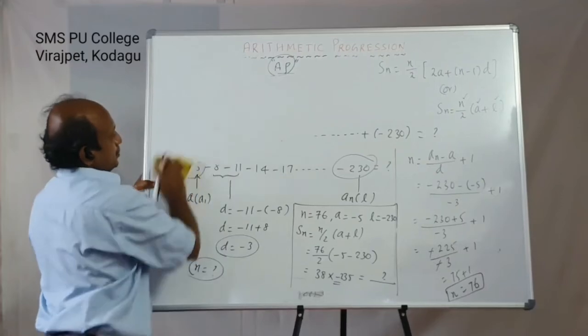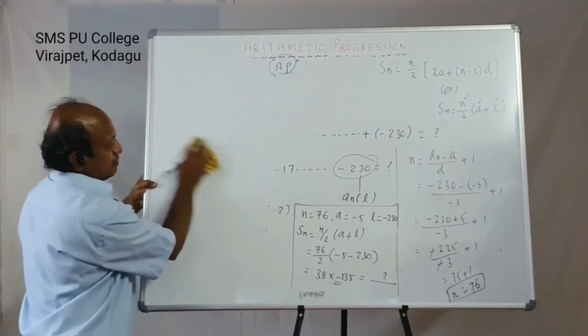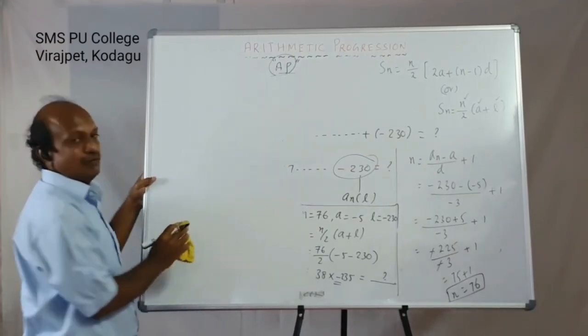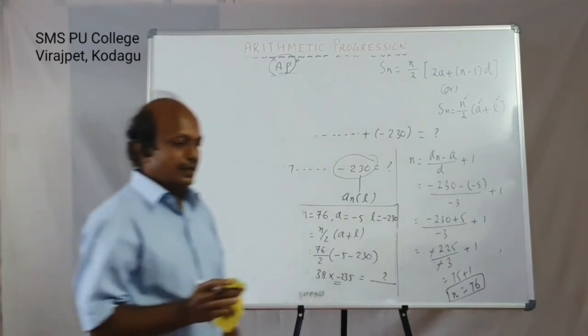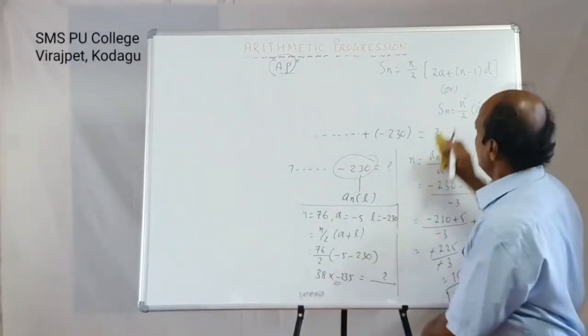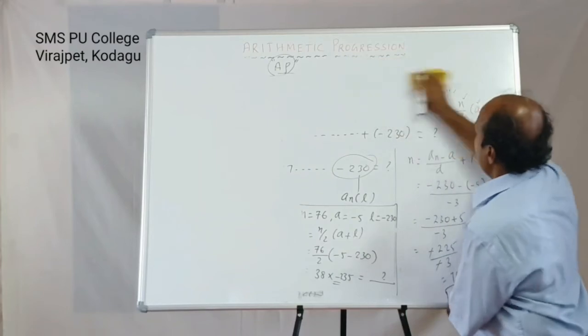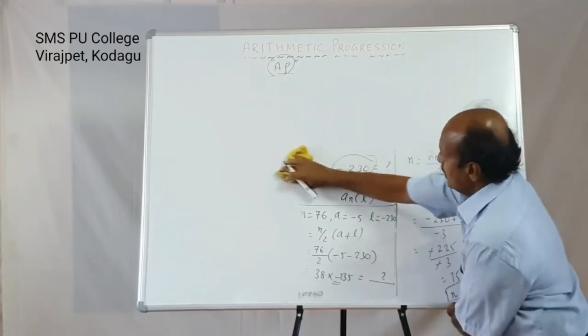Next, let us go for the last problem. If the sum of natural numbers is given, how to go ahead? Sum of n natural numbers is given, how to go ahead with this idea? Either you can go by arithmetic progression.